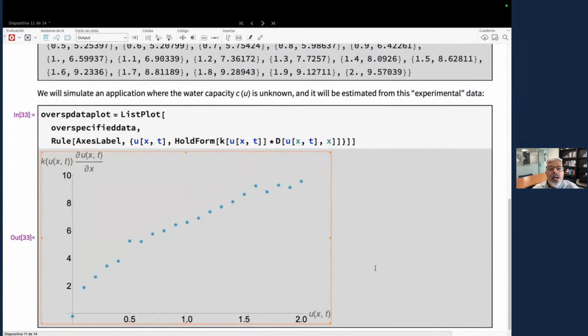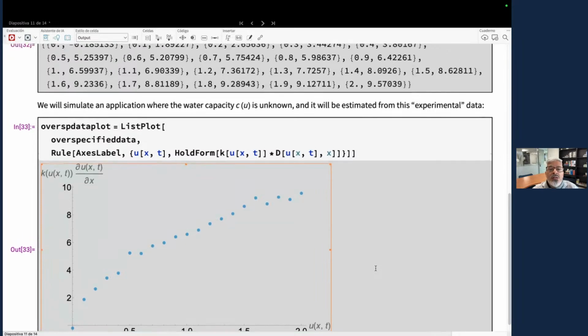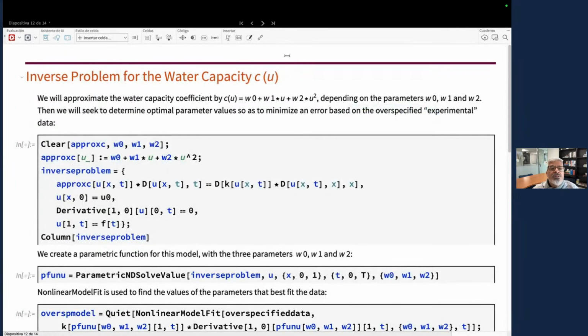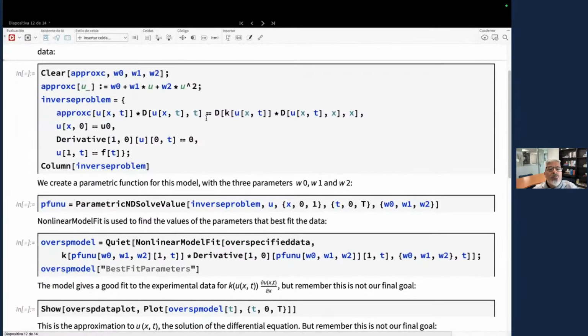There we go. That is actually simulated, but imagine that it is experimental and that we do not know the water capacity C of U, and our goal is to get it, right? To get the water capacity of the porous media. So that's what we're going to do now. We will approximate the water capacity coefficient, which is a function of the pressure, depending on parameters W0, W1, and W2. This is just a simple functional form I am proposing. Of course, there could be other proposals. Then we will determine the optimal parameter values so as to minimize an error based on the over-specified experimental data. So it's similar to what was done before.